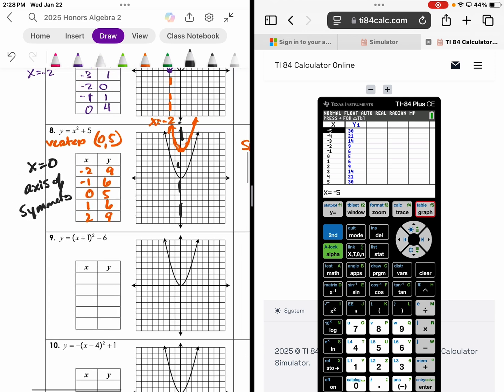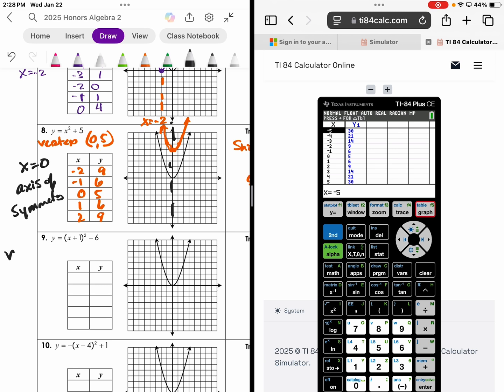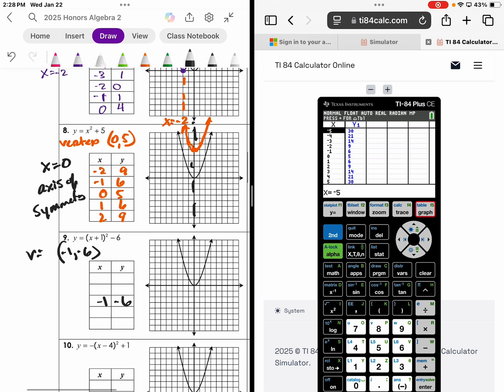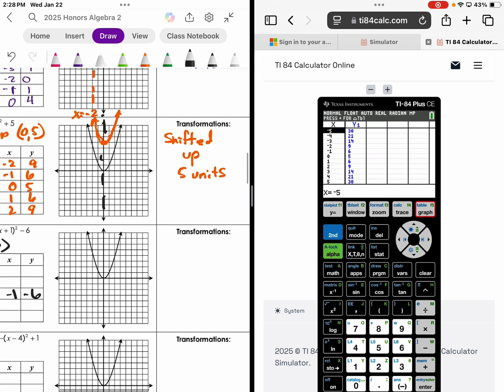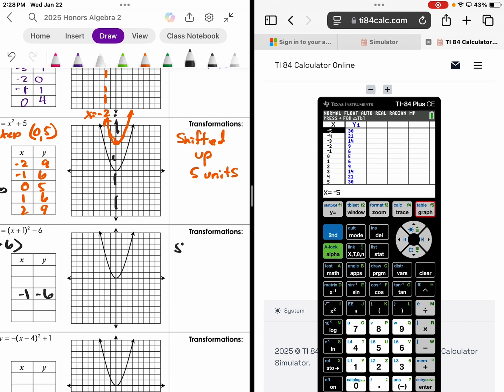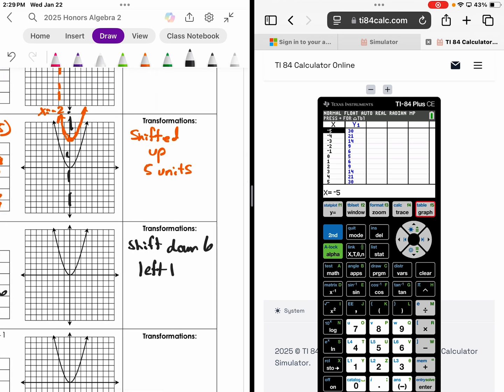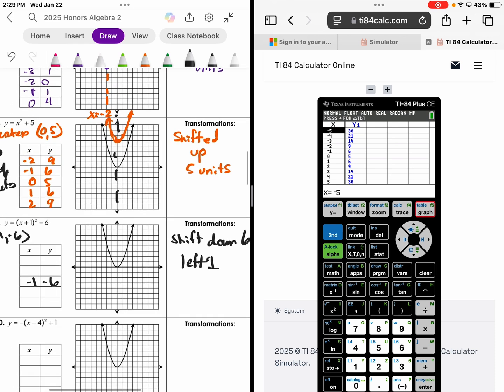Now, what's my vertex on number 9? -1, -6. Thank you. And then now, before we graph it, how am I anticipating that it's shifting? Down 6 and left 1. So that's my anticipation. Down 6, left 1. Let's see if I see that when I go to graph it.